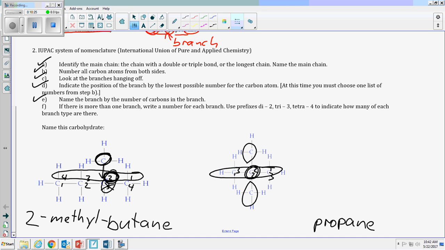So here we have 2 branches. They're both coming out of carbon number 2, and they're both branches with just 1 carbon. So they're both coming out of the same location, but each branch needs its own number. So we're going to write the same number twice. Each branch is a methyl branch because each branch only has 1 carbon. But because there are 2 of them, we're going to call this now a dimethyl. So we have 2,2-dimethyl propane.